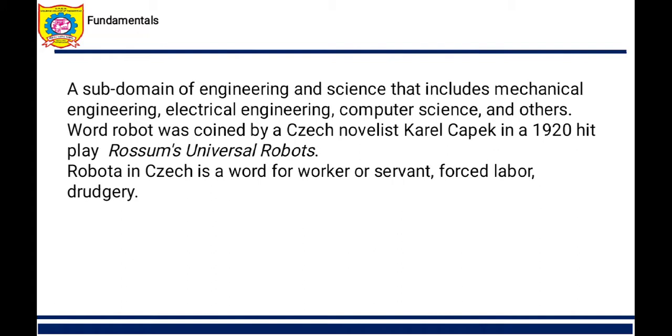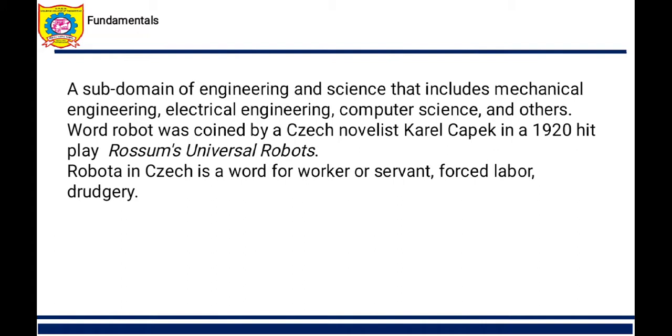A robot is a device which will do the task that is assigned by a human. And the study of these robots is called robotics. So robotics is a subdomain of engineering. It comes under engineering and sciences, and it includes mechanical engineering, electrical engineering, computer science, and other branches also. But these are the three main branches which are seen in robotics. Robotics is based on all these three branches.